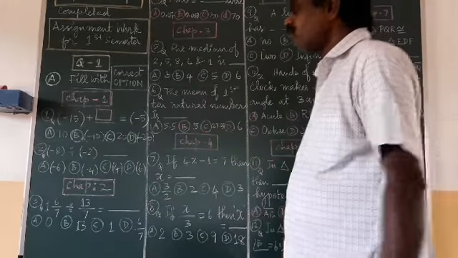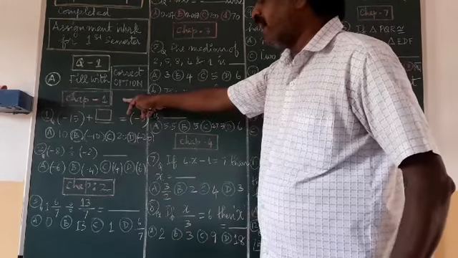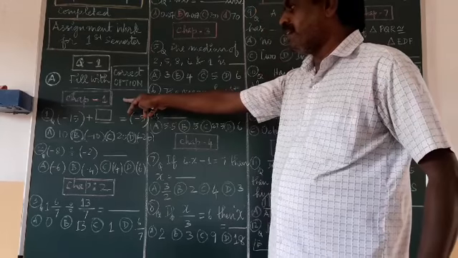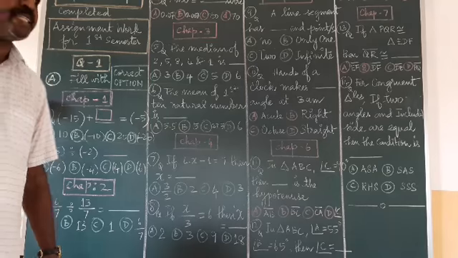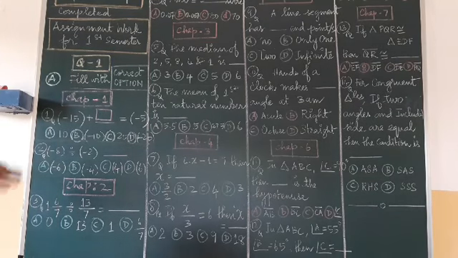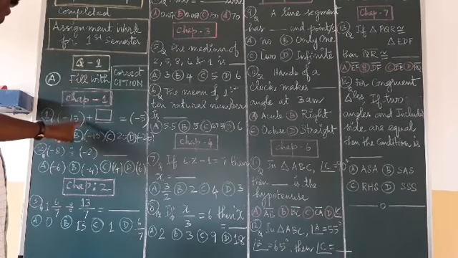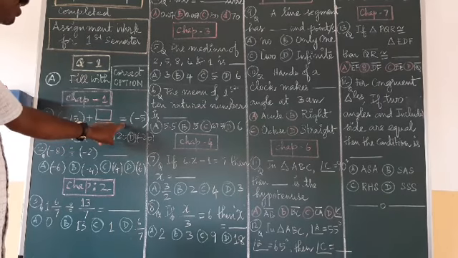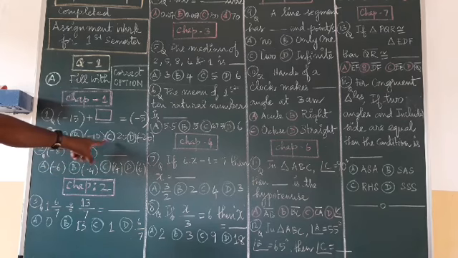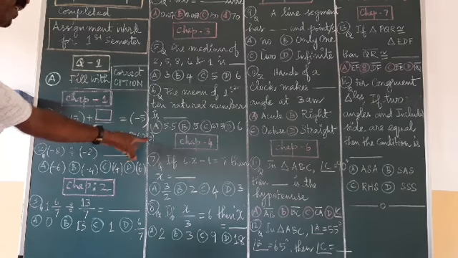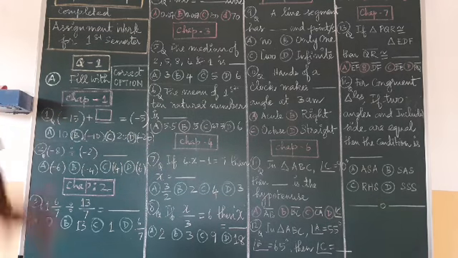Okay, first one, chapter number 1. What is chapter number 1? It is integers. First question: Bracket minus 15 plus dash equal to minus 5. What are the options given? A, 10; B, minus 10; C, 20; D, minus 20. Which is the correct option you have to fill?